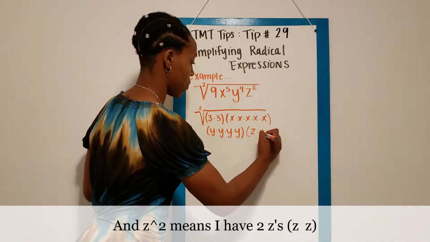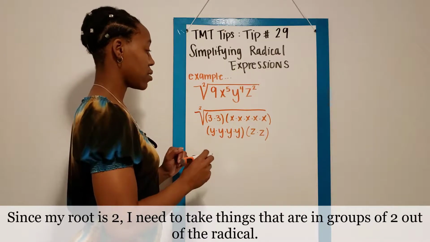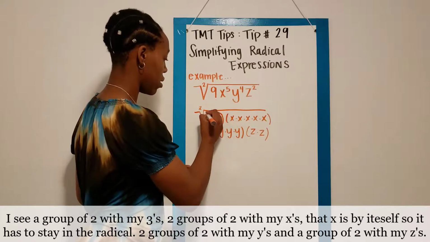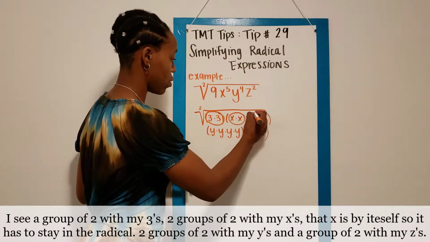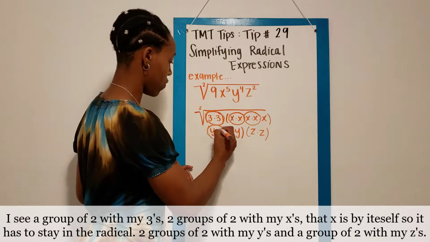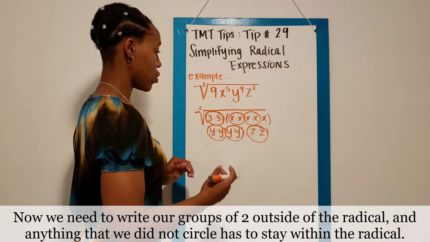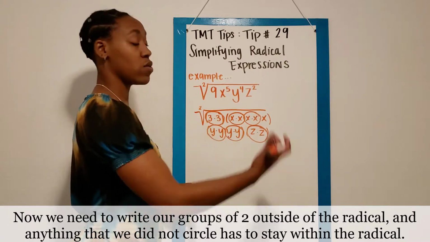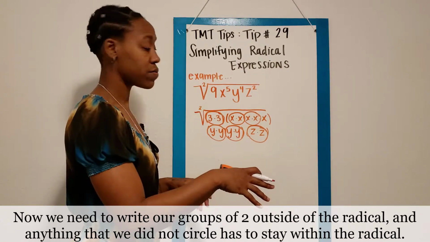1, 2. Now, since my root is 2, I need to take things that are in groups of 2 out of the radical. So I see a group of 2 with my 3's. I see a group of 2, a group of 2. That one's by itself, so it has to stay. A group of 2, a group of 2, and a group of 2. So now we need to write our groups of 2 outside of the radical, and anything that we did not circle has to stay within the radical.